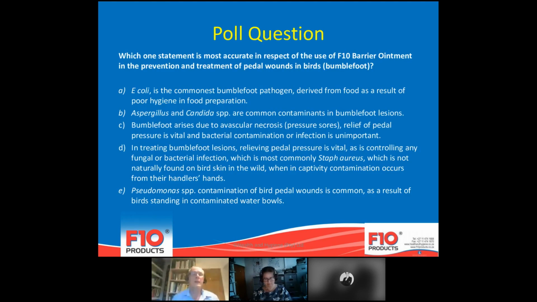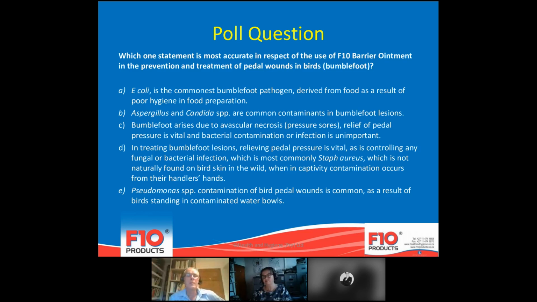Okay, so a polling question again, and I would stress that this question really is aimed at bird of prey bumblefoot rather than different bumblefoots, because as I said, the etiology will vary dramatically depending on what species you're dealing with.